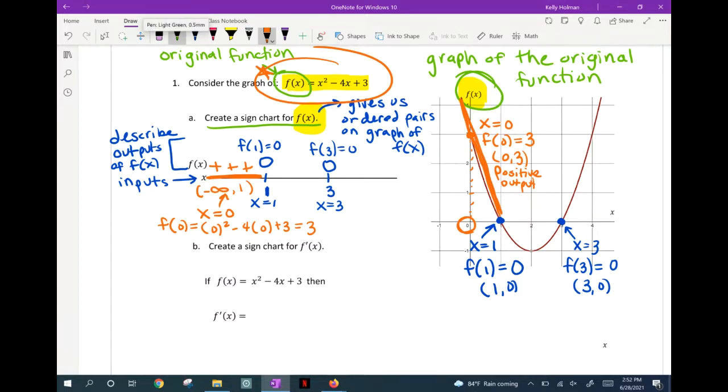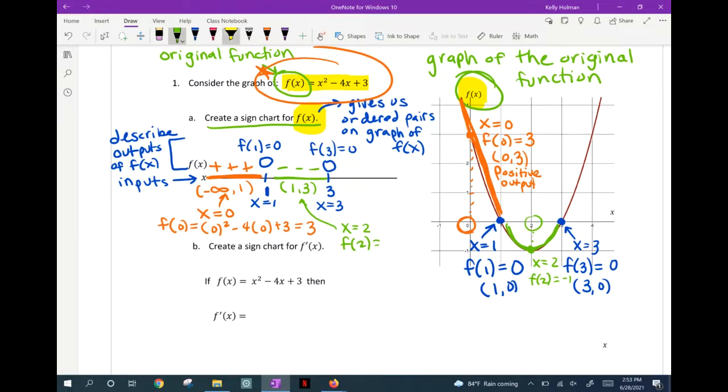And then I can see it switches to negative between 1 and 3. If we pick any input in there, my outputs turn out to be negative. You can pick one if you want. So we could pick, I don't know, x is 2. If I put 2 into the function, I get an output of -1. But all I care is that that output is negative. I don't care about the number. If that output's negative, all the outputs will be negative in that region.